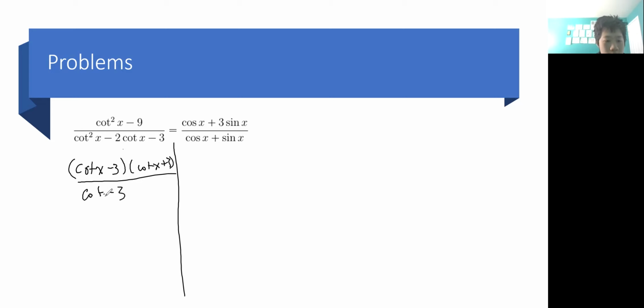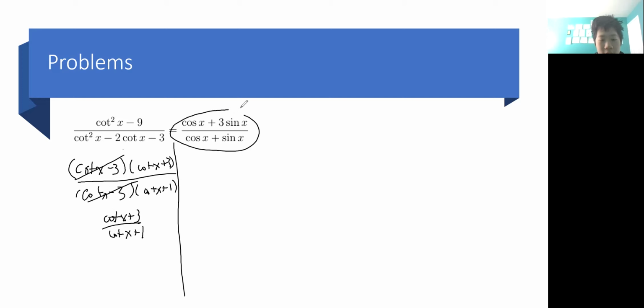Minus 3 cotangent x plus 1. Ooh, very nice. We have canceled out these. So all we have left is cotangent x plus 3 over cotangent x plus 1. This side has cosines and sines, which means the strategy next should be to replace these with cosines and sines. So cosine x over sine x, cosine x over sine x.